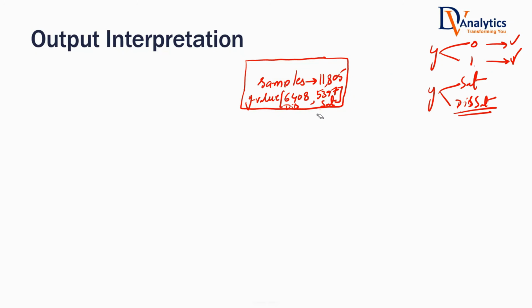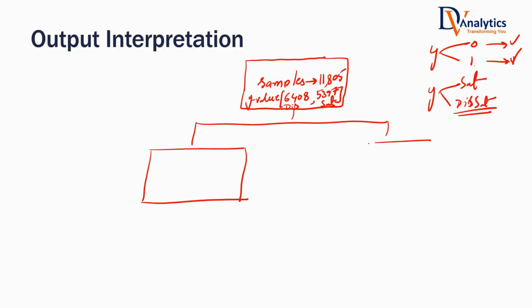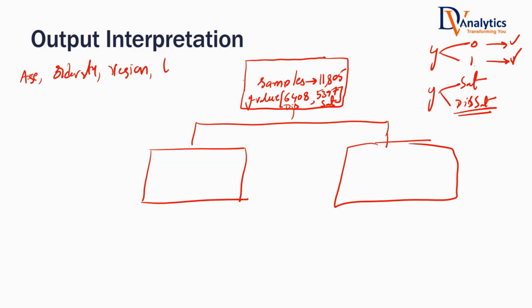Then what will the decision tree do? It will try to divide the data exactly into two subsets. The variables that we have used here, what are they? We have used age of the customer. We have used order quantity of the customer. We have used which region the customer belongs to. We also have used customer type.